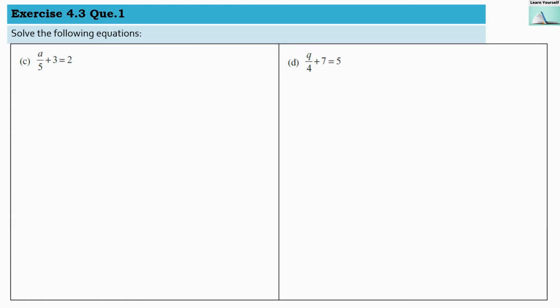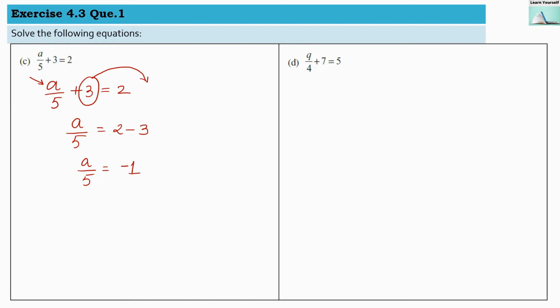Equation C. a by 5 plus 3 equals 2. Our variable here is a, that we have to separate. So first this 3 we are going to shift towards LHS. It is positive. Once it shifts to LHS, it will become negative. So it will become a by 5 equals 2 minus 3. So a by 5 will give us minus 1 because 3 has a negative sign.